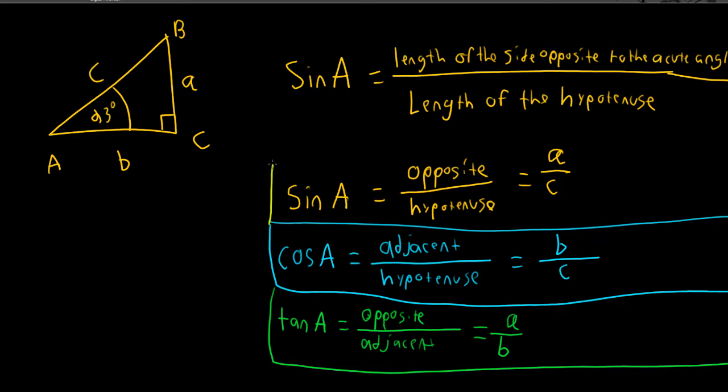The sine of A, opposite over hypotenuse, the cosine of A, adjacent over hypotenuse, and the tangent of A, opposite over adjacent. In the next video, we'll be covering some example problems involving these three definitions.